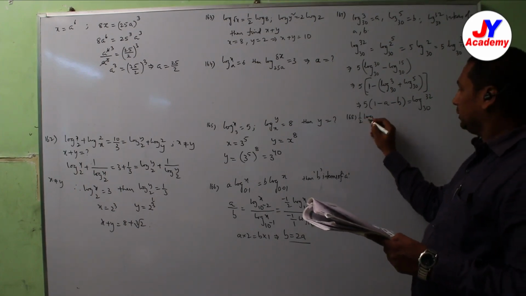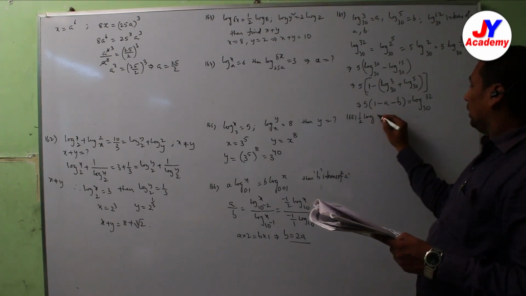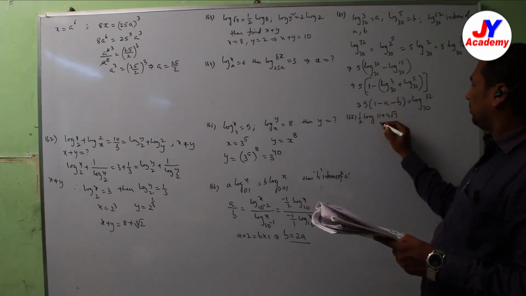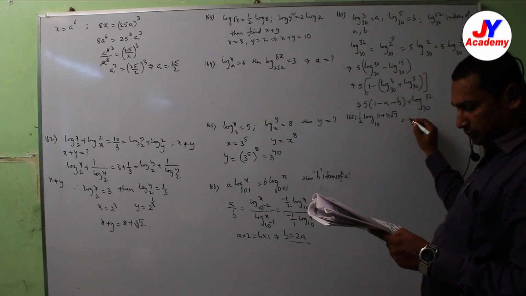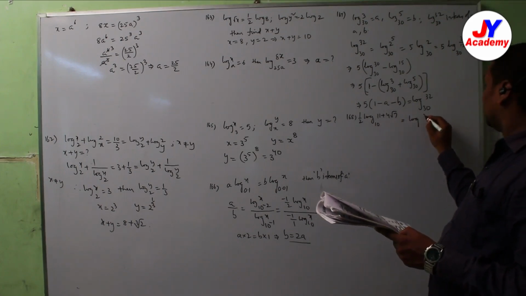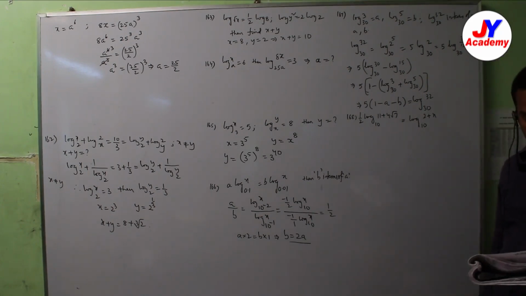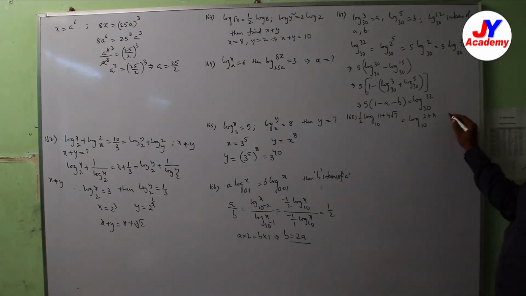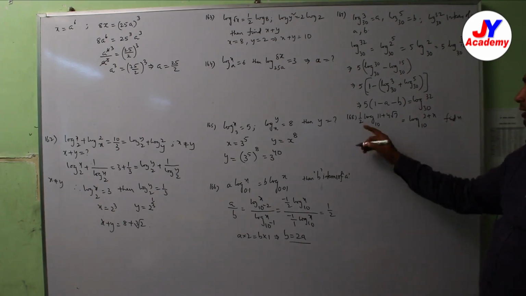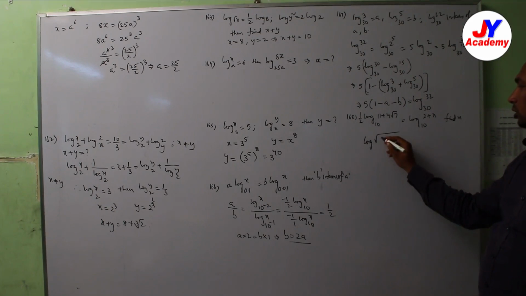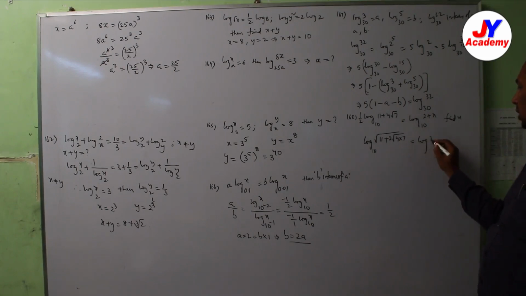Now, half log (11 plus 4 root 7) base 10 is equal to log (2 plus x) base 10. So what is x? Right? It is half log, which means log of root over (11 plus 2 root 4 into 7) base 10 is equal to log (2 plus x) base 10.